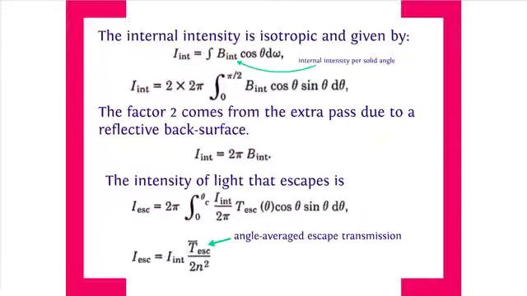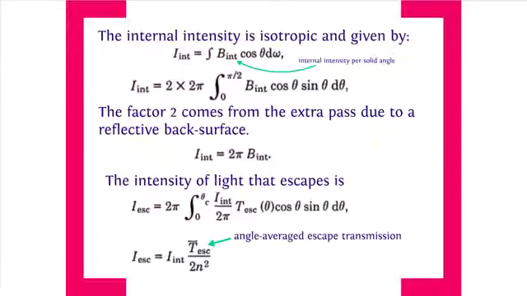So now we're going to make some simple assumptions. To compute the internal intensity, we're going to first assume it's isotropic. In other words, inside this material, there are no hot spots. Everything is uniform. Just a simplifying assumption. I think it's a reasonable assumption. And then we can compute the interior intensity as this integral of B_int times cos theta d omega. This is integrating over solid angle.